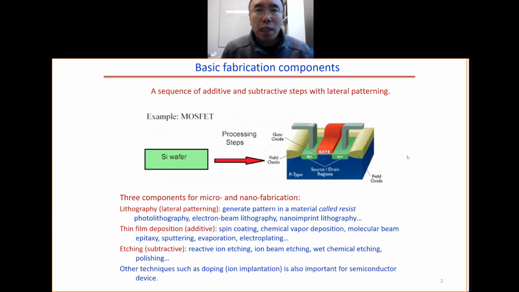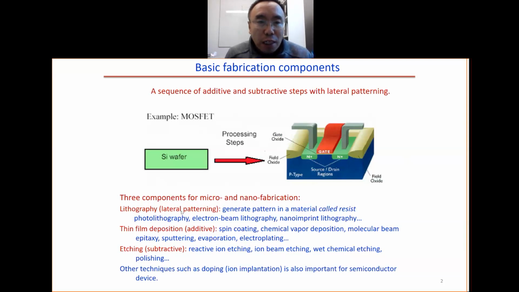So here is a simple example of a microfabrication process. In this case, what do you want? You want to make the MOSFET, a metal oxide semiconductor field effect transistor. You have the source, drain, and the gate, and also the metal interconnection and the isolation oxide. This looks complicated, but actually all micro or nanofabrication consists of three main components. The first is lithography.